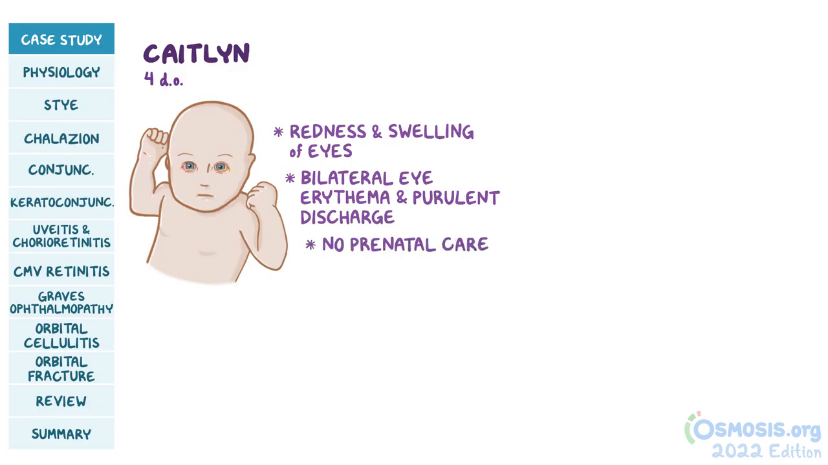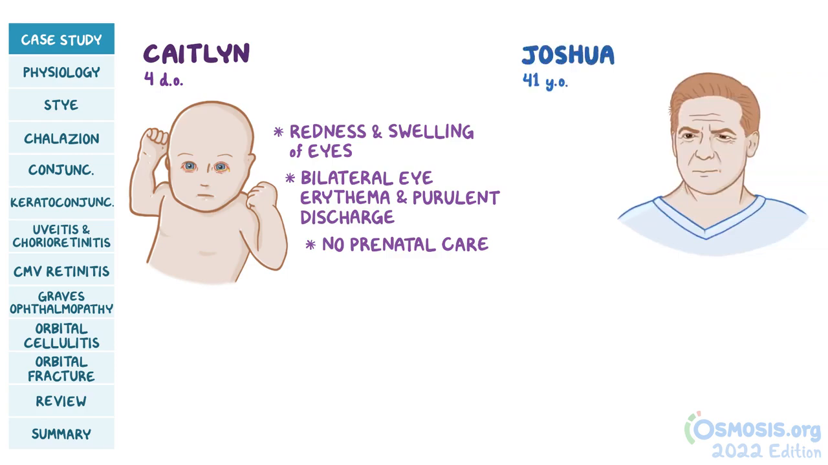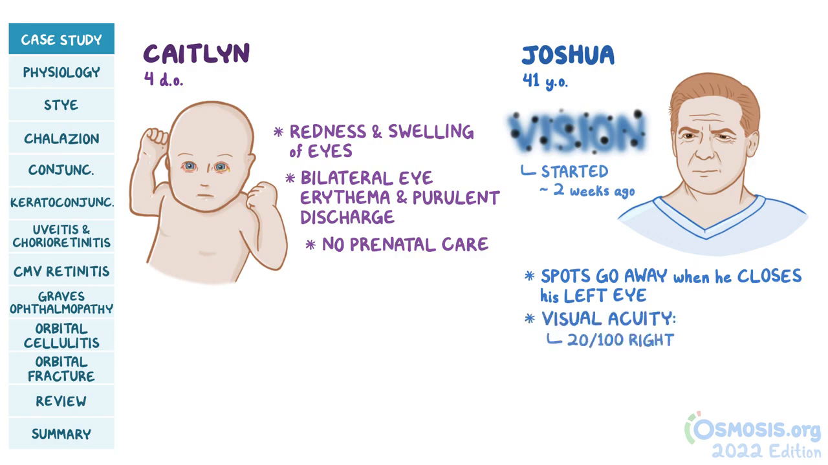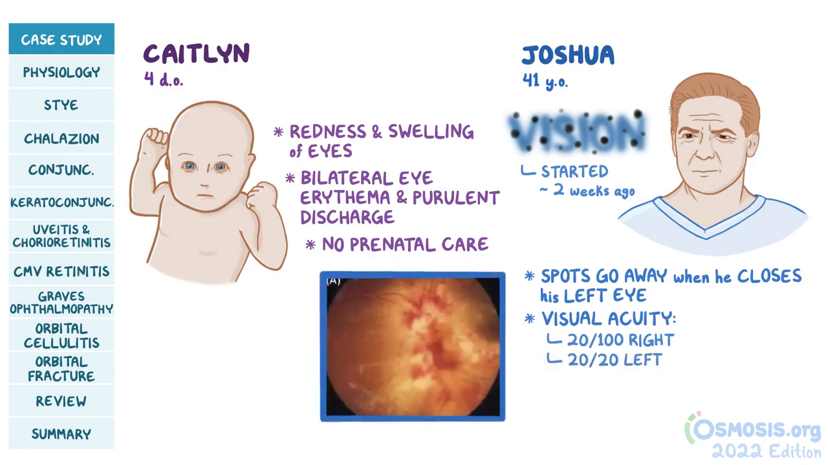medical history. Some days later, 41-year-old Joshua comes to the ophthalmology clinic complaining of black spots and blurry vision that started about 2 weeks ago. He mentions that the spots go away when he closes his left eye. On examination, visual acuity is 20/100 in the right eye and 20/20 in the left. Fundus examination is pictured. His medical history includes a diagnosis of HIV infection 8 years ago.